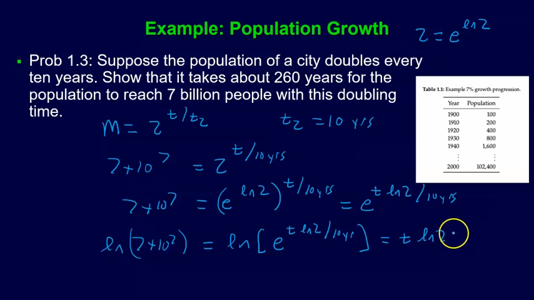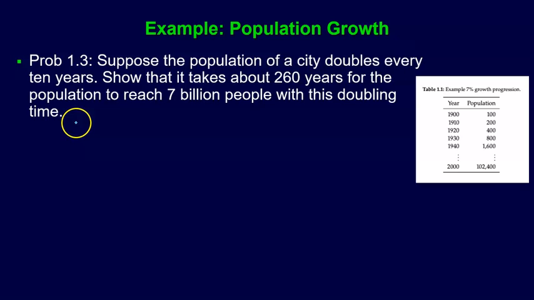And so we wrote it this way because we knew we could get this out into a nice number t. Now this over here, natural log of 7 times 10 to the 7, is just a number, and so I can go through and calculate that. So we got, again, natural log of 7 times 10 to the 7, and this then equals t, natural log of 2 divided by 10 years.